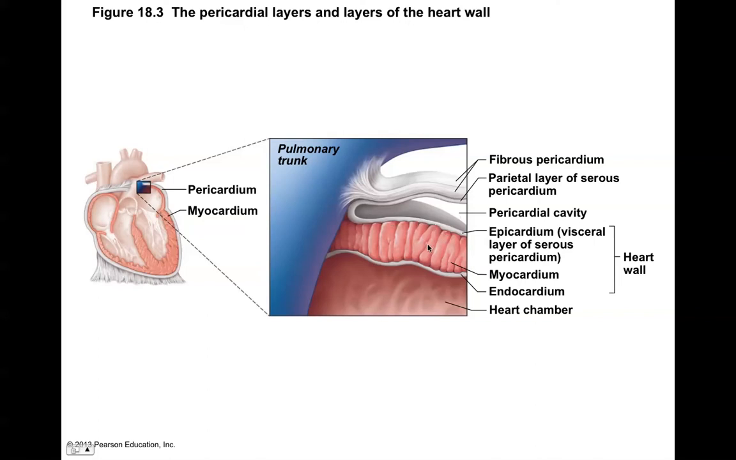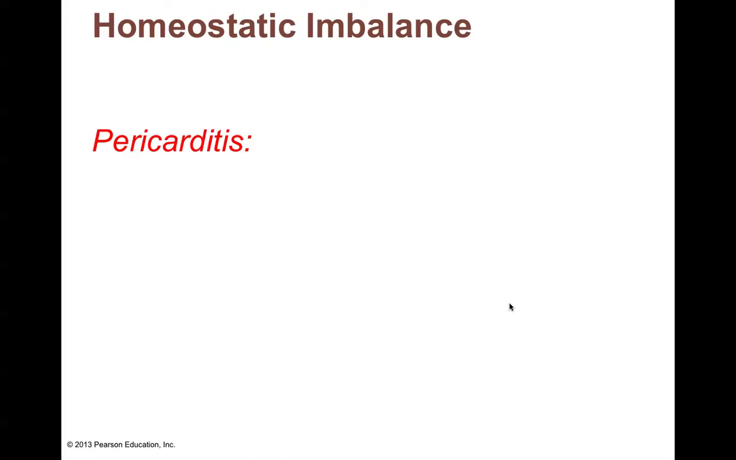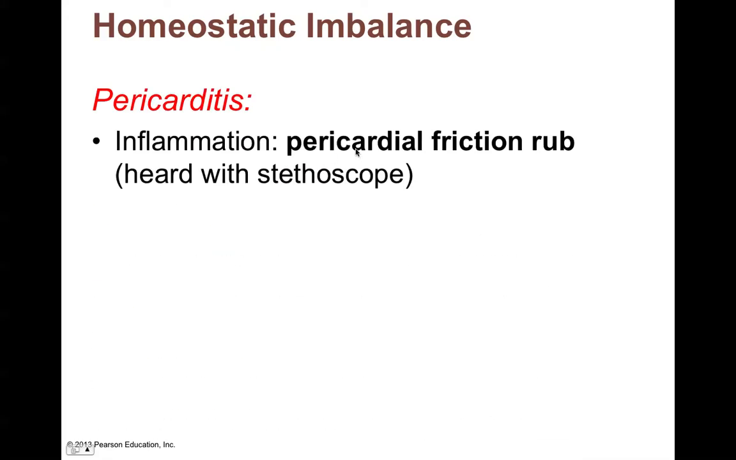It clings very tightly to actually the heart muscle called the myocardium. And then there's endocardium toward the center, toward the chamber inside the heart. Endo means inside. There is a condition known as pericarditis where the pericardium is inflamed. And what you may hear with the stethoscope is called pericardial friction rub.